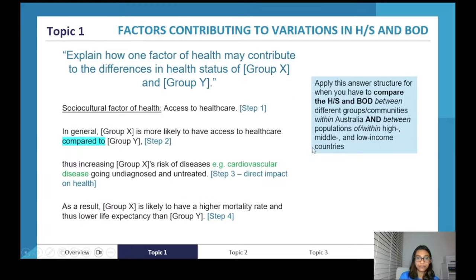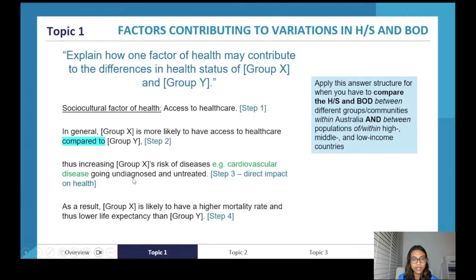Okay, this is the example response. Hopefully you have that in your slides and you're looking at that now. And then we've got, like I said, in green, one of the examples. So CVD, and then increases risks of diseases. And it's got CVD, right? But it's also got that added going undiagnosed and untreated.